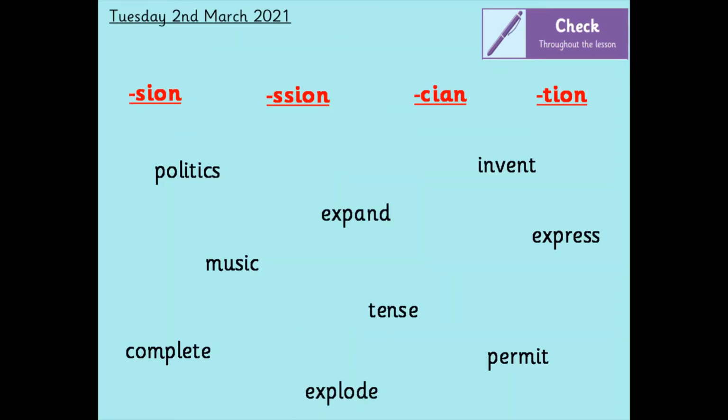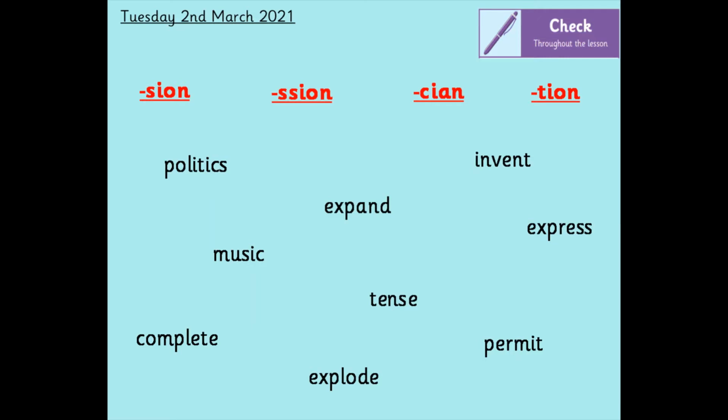Okay, before we look at our spelling words for this week, we're going to play a quick matching game with the words to the correct suffix. So this is just to check our knowledge of all the different shun suffixes that we have learnt about so far. So looking at the words here in black, politics, music, complete, expand, tense, explode, invent, express and permit, see if you can work out which is the correct suffix to be applied to that word. Think carefully back to all the different rules we have learnt over the last few weeks to do with the shun suffix. Pause the video now and write out the word with the correct suffix. Off you go.